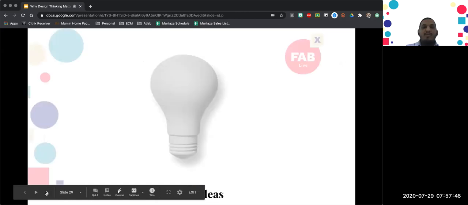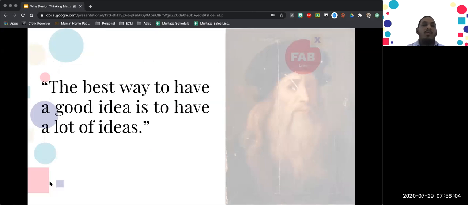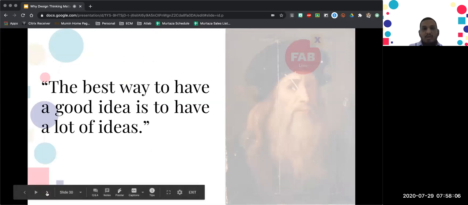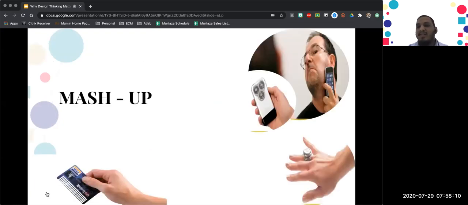Okay, let's move to the second part, which is the more fun part about generating ideas. Now, there are different ways to do brainstorming, and I picked one today, which is called mashup. The best way to have a good idea is to have a lot of ideas. We all know about the concept of divergence and then converging into one single solution. So we're going to do that by generating ideas using the concept of mashup.